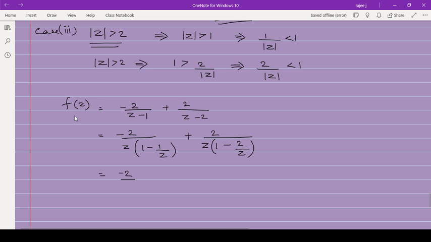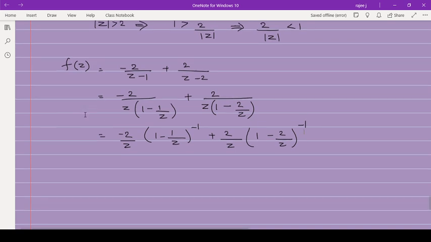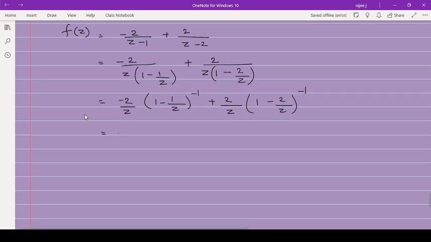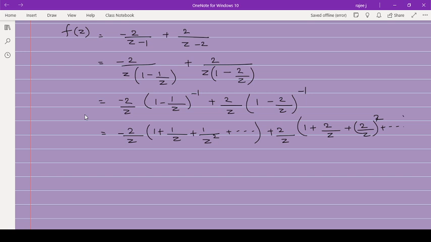So that is minus 2 by z into 1 minus 1 by z raised to minus 1 plus 2 by z into 1 minus 2 by z raised to minus 1. And now as the series, this is equal to minus 2 by z into 1 plus 1 by z plus 1 by z square plus etc., plus 2 by z into, open the bracket, so expand this series: 1 plus 2 by z plus 2 by z the whole square plus etc. Okay, so that is the series expansion for case 3.